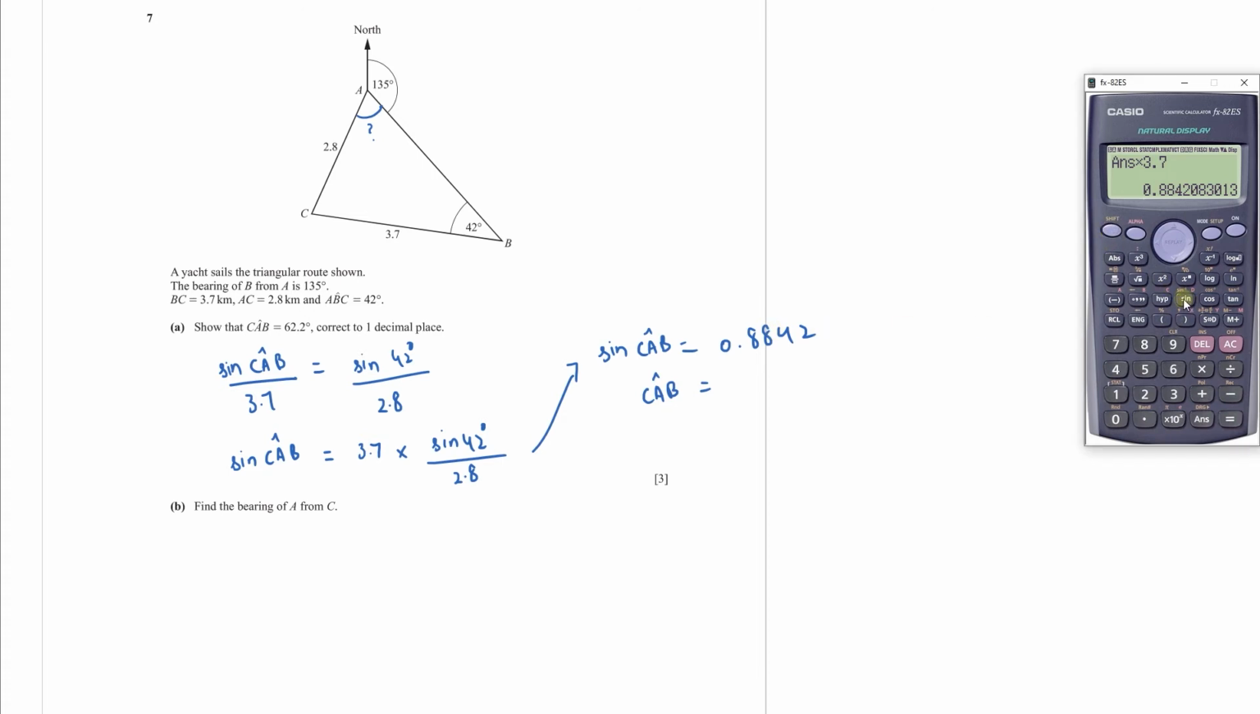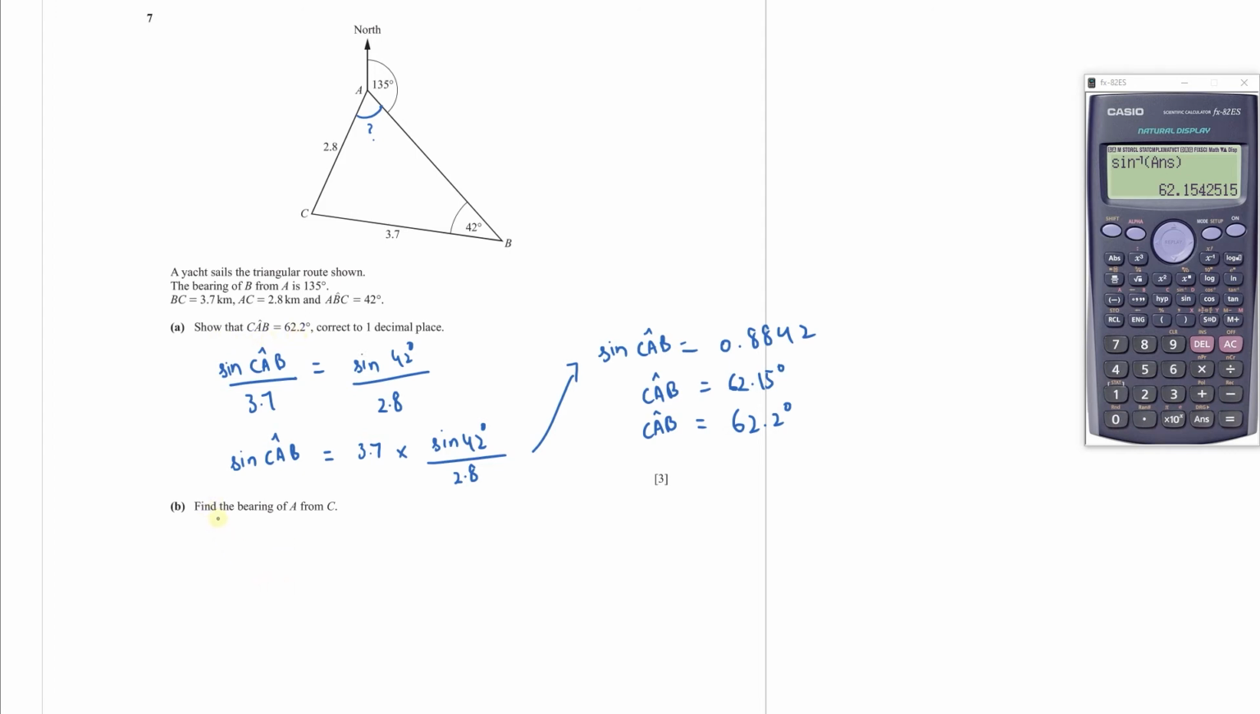So sine inverse gives 62.15. So this is 62.15 degrees, and then correct to one decimal place. So since this is 5, I will round this up. So CAB will be 62.2 degrees. So you have shown that CAB angle is 62.2.